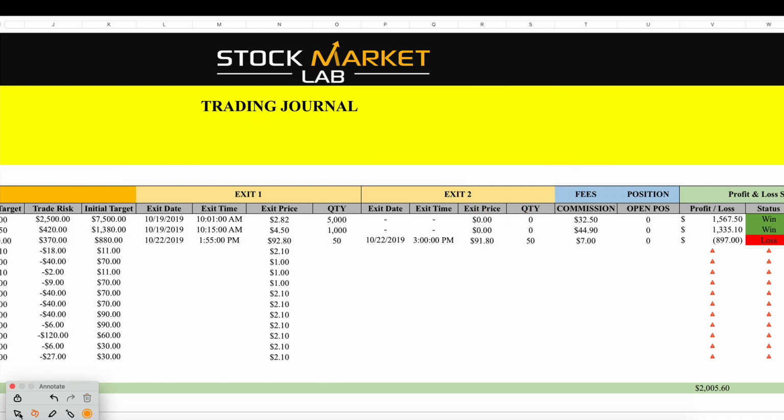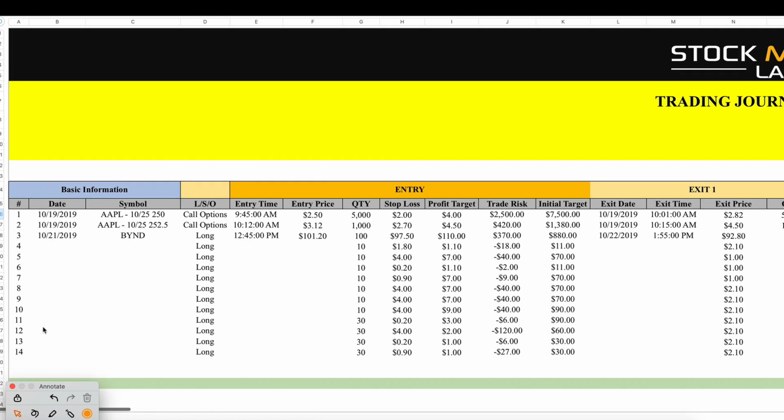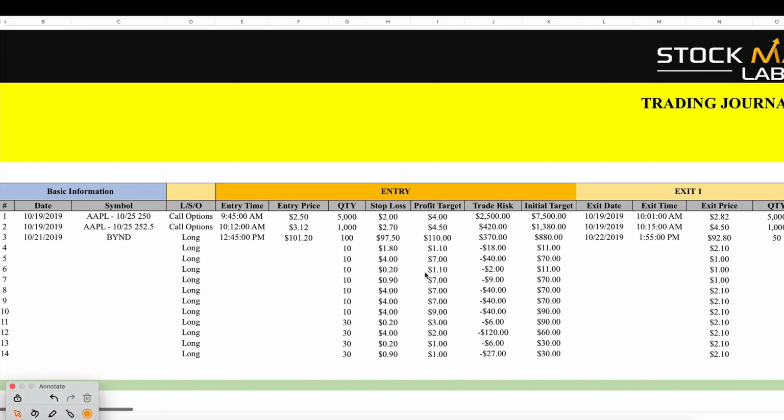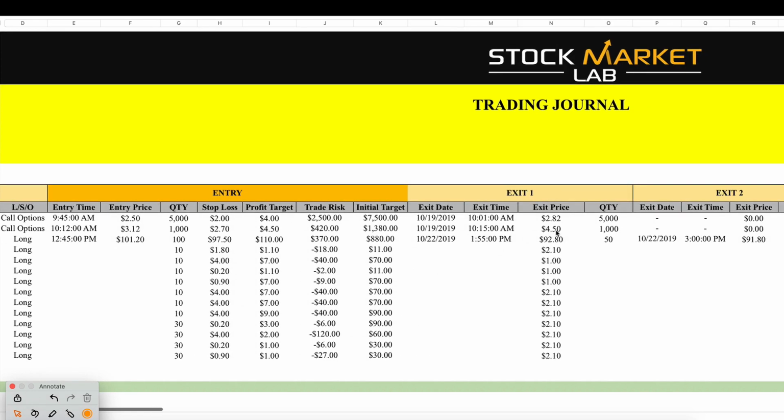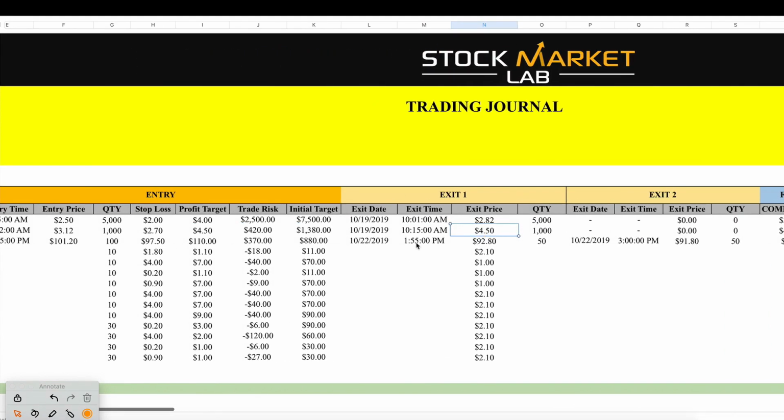Now, let's look at another trade, okay? If you look at another trade right here, let's say I look at Apple, once again, call options, 252.5 strike. I entered at 10:12 a.m. My entry price was 312, 1,000 quantity, stop loss, profit target. What's my trade risk? How much am I willing or potentially looking to make, right? Now, my exit price was at 450. This trade basically worked out according to plan. Great. I sold at 450.